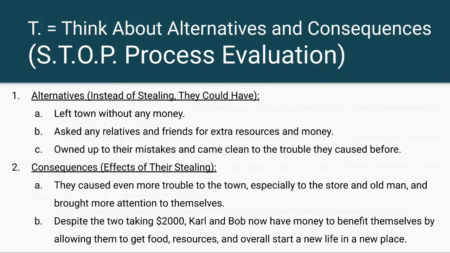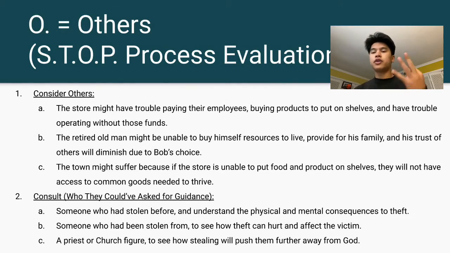And for the third step in the STOP process evaluation, we're going to be looking at how others can play a role in this whole choice. In this first category, we're going to be looking at how this choice might affect others. For example, the store might start having trouble paying their own employees, buying products to put on shelves, and have trouble operating without those funds.